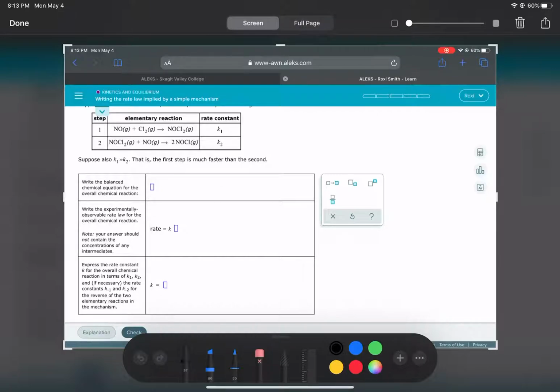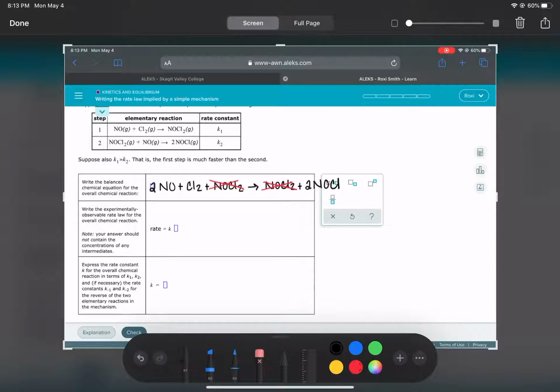In step number 1, we have NO and Cl2 as reactants. In step number 2, we have NOCl2 and another NO. And don't forget, you need to include states when you're putting this into ALEKS. And then for our products, we have NOCl2 for step 1, and 2 NOCl for step 2. And then we need to get rid of our intermediates. So NOCl2 is our intermediate, and we want to get rid of it.